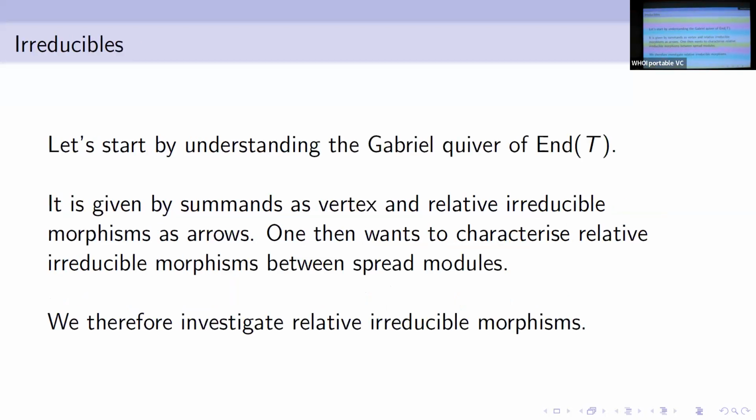So let's start by understanding what the Gabriel quiver of the endomorphism ring looks like. The vertices are given by the summands of the module over which you take the endomorphism ring, and the arrows are simply the relative irreducible morphisms. So we want to understand what the relative irreducible morphisms look like in there. If we were to take every single module, the Gabriel quiver of the endomorphism ring would be exactly the Sander-Wrighton quiver. But in our case, it's like removing vertices and arrows.